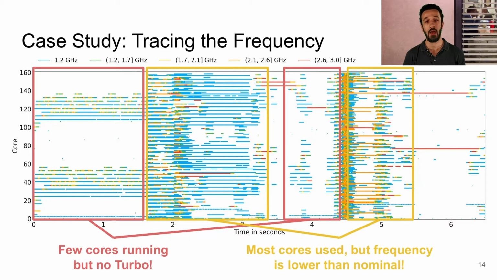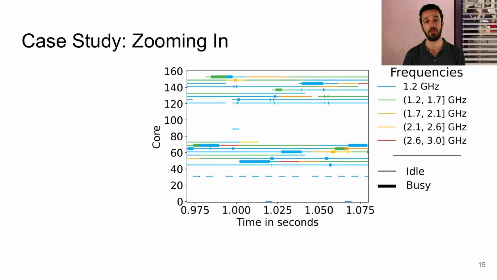In these phases, as with both red phases, most cores are running at the lowest possible frequency of 1.2 GHz and not at the nominal frequency of 2.1 GHz. This means that during these phases, we are provided only half of the frequency that we would expect. In order to find out why this is happening, we zoom in and study in more detail a smaller time window of this trace. This trace is the same as the previous one, but zoomed in on a 100 millisecond window at the beginning of the compilation.